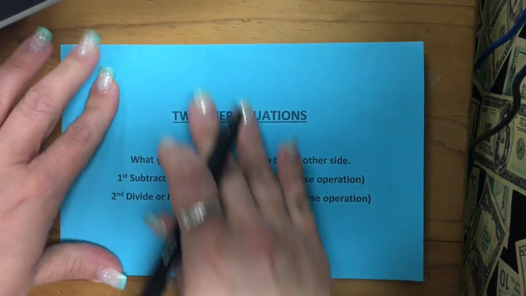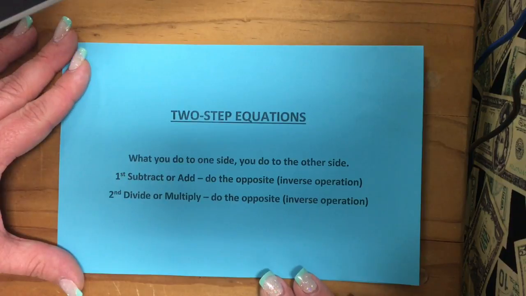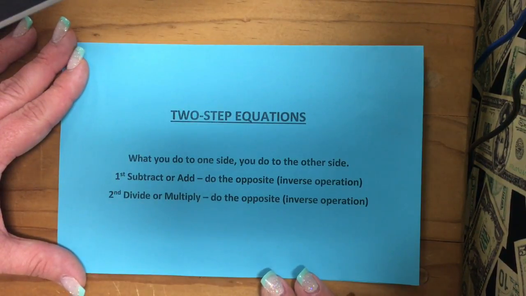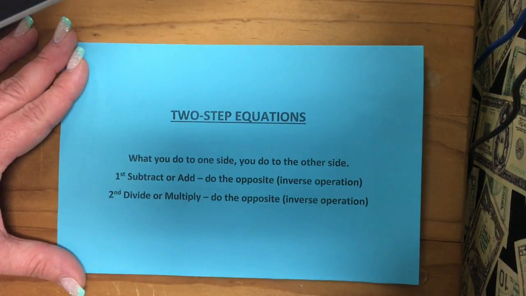All right, so you have spent the past couple of days practicing solving one-step equations. Now we're going to move on to two-step equations. So remember, when you're solving equations, what you do to one side, you do to the other side. Your equation is balanced, and you have to keep it balanced. So you have to do the same thing to both sides.